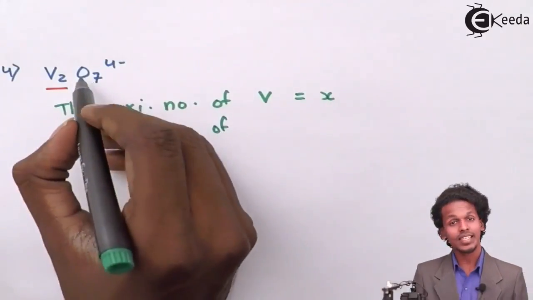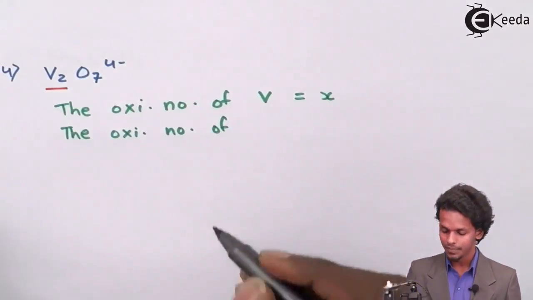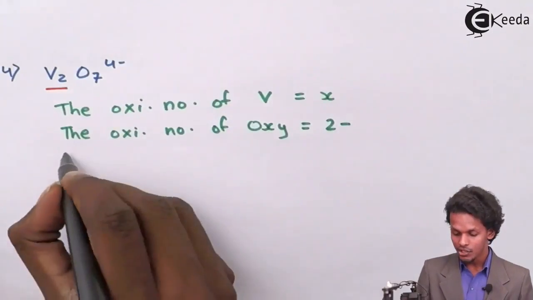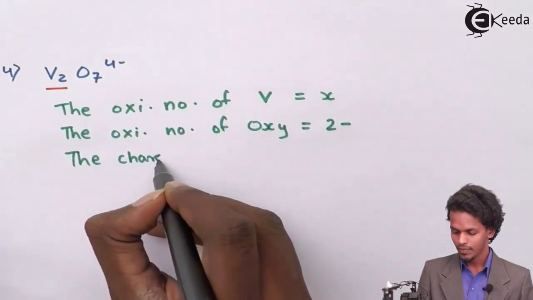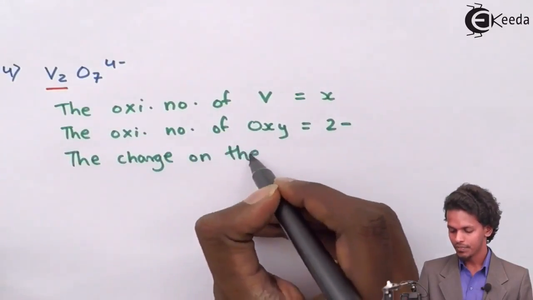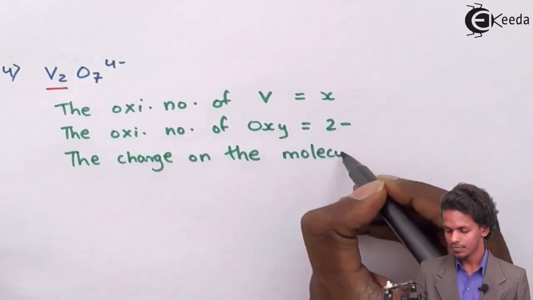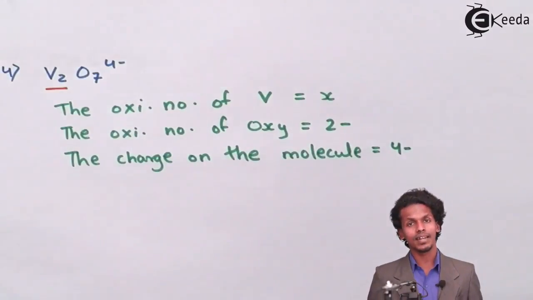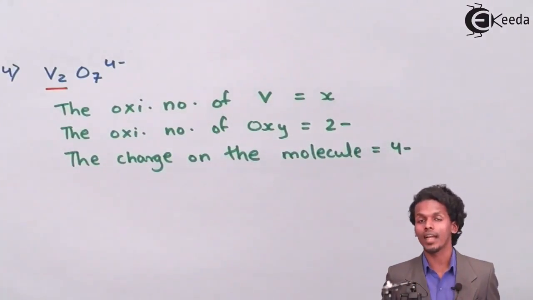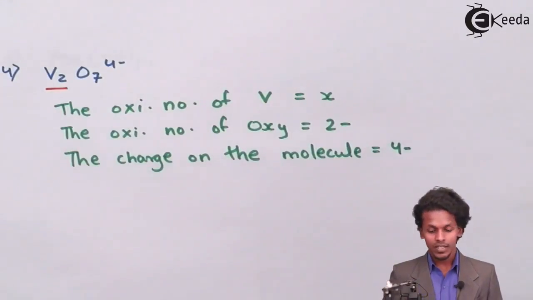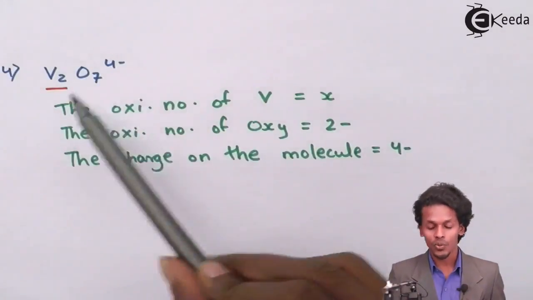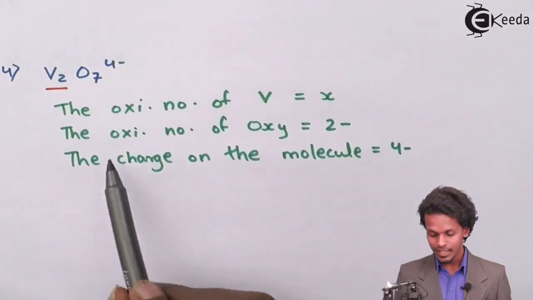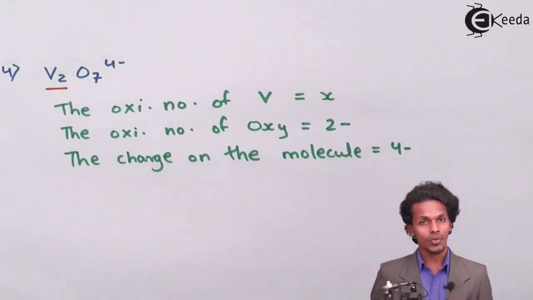while the oxidation number of the oxygen atom, which I could represent by oxy, is 2 minus, and the charge on the molecule is 4 minus. In this case, we should notice that the oxidation number can be not only for an atom, it can be for a molecule also. So in this case, the oxidation number of the molecule is 4 minus, while the charge is minus 4. So we could write this charge as the oxidation number of the molecule also.